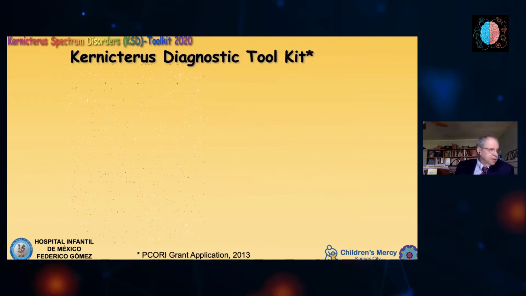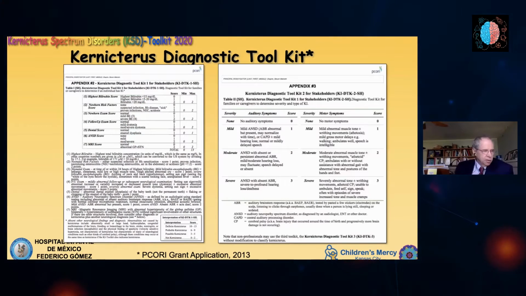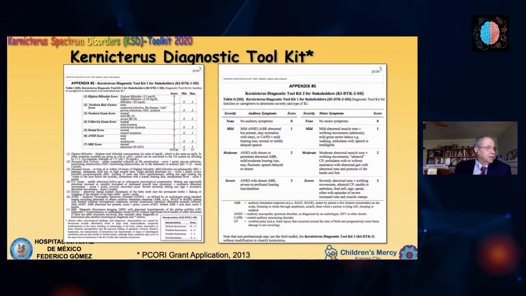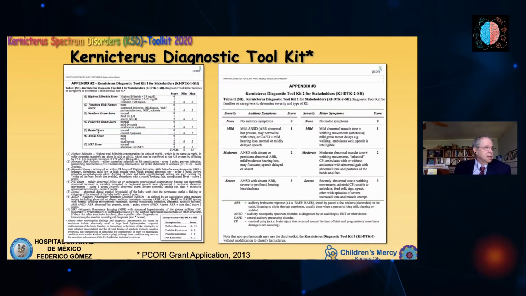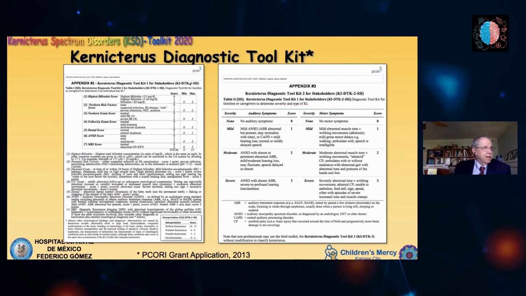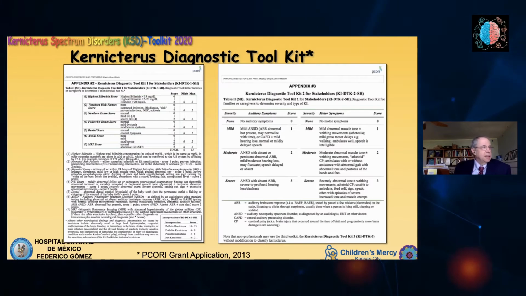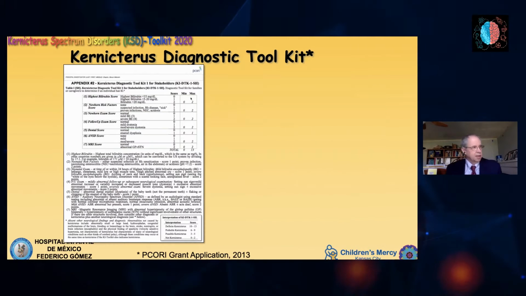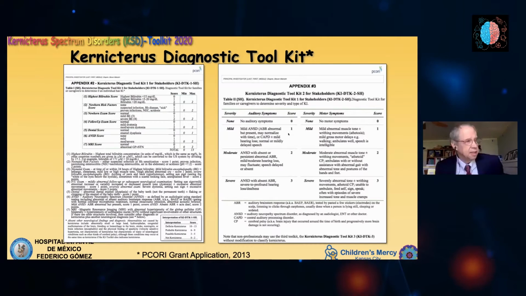So initially, the first toolkit we made was in a grant to a U.S. funding organization, PCORI, in 2013. And just to show you, it was taking the things that I just described to you: bilirubin scores, newborn risk factors, exam, follow-up exams, dental, auditory, and MRI, and making some numbers and all these examples of how you code things, and then getting a score here with a maximum of 13, which would be highly predictive of kernicterus, and 0 would not.